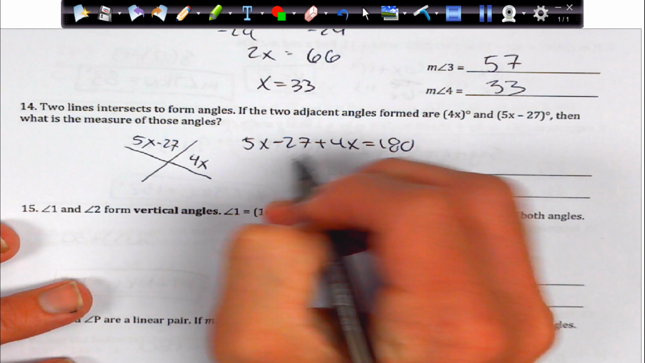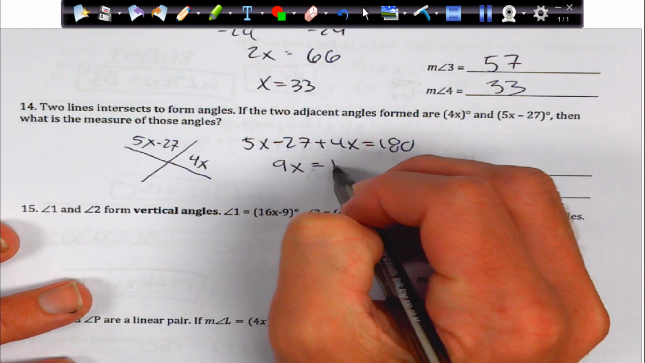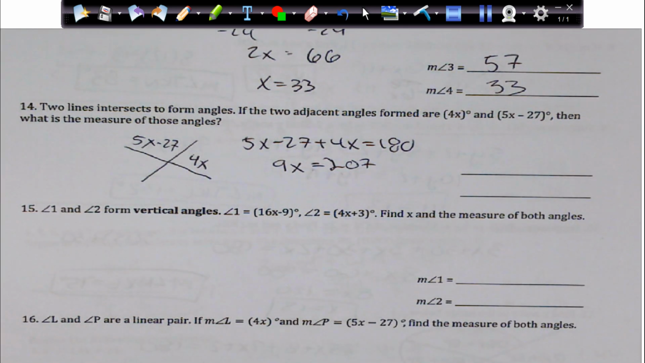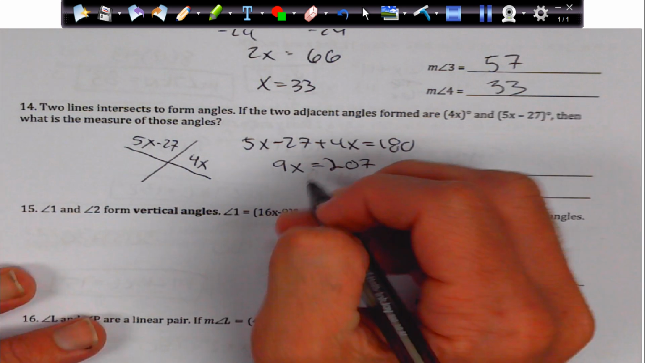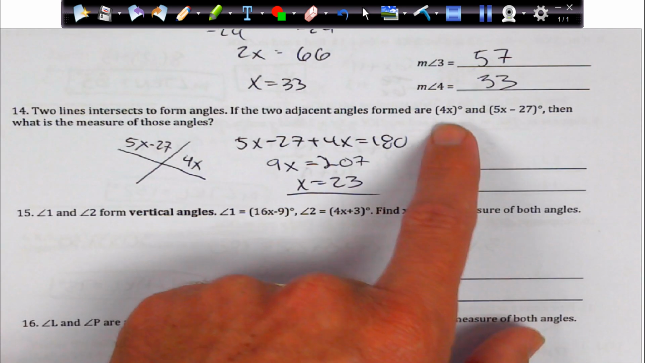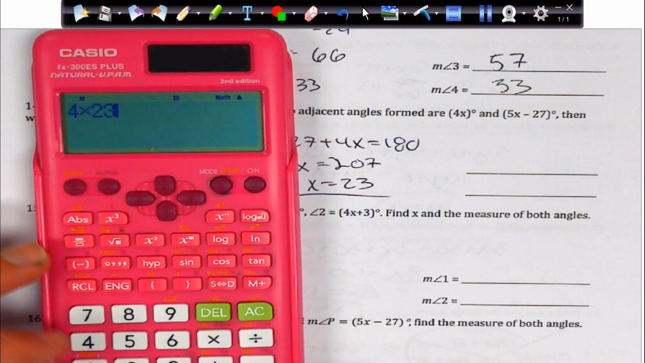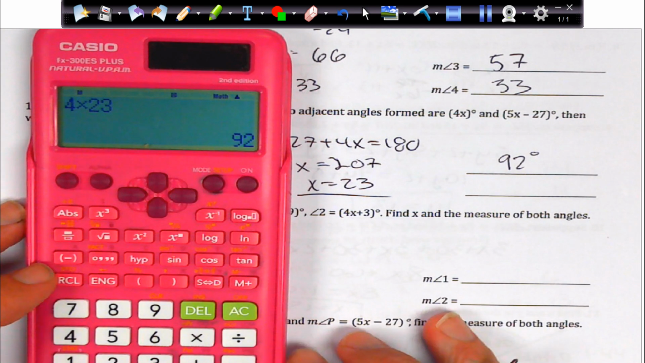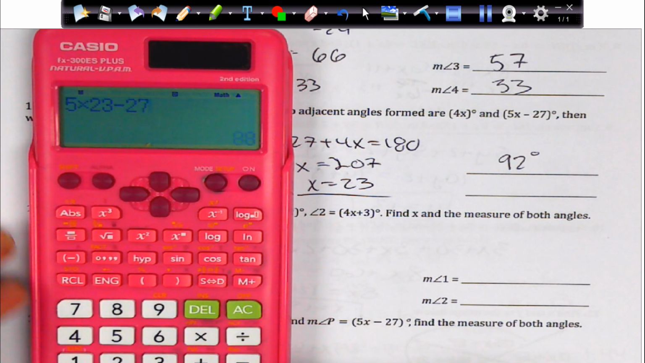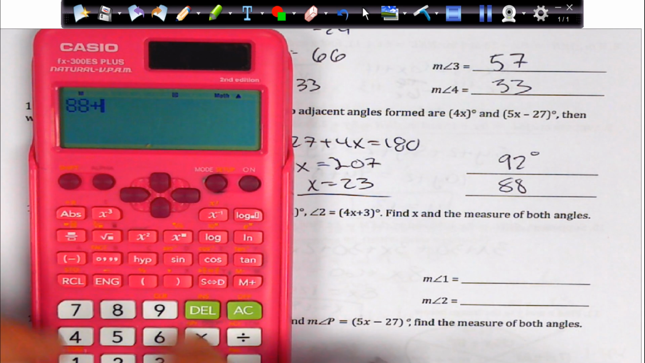Okay, so that's going to be 9x. I'm going to add the 27 over, so that's going to become 207, if I do my math right there, and then divide by 9, we get x equals 23. And then we just got to plug it in to each of these, so I'm just going to do it on my calculator. So 4 times 23, so I get 92 degrees, and then 5 times 23 minus 27 should give me 88. And just to be safe, is 88 plus 92 180?